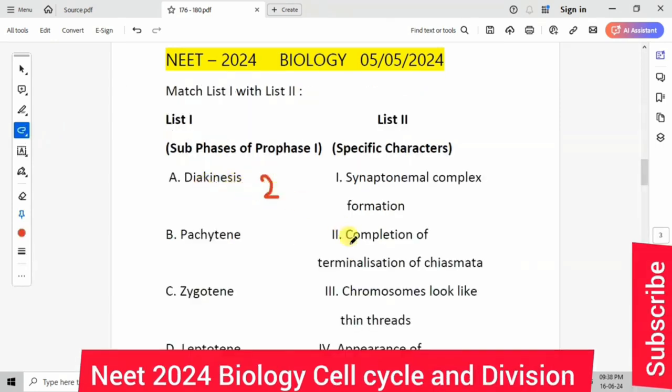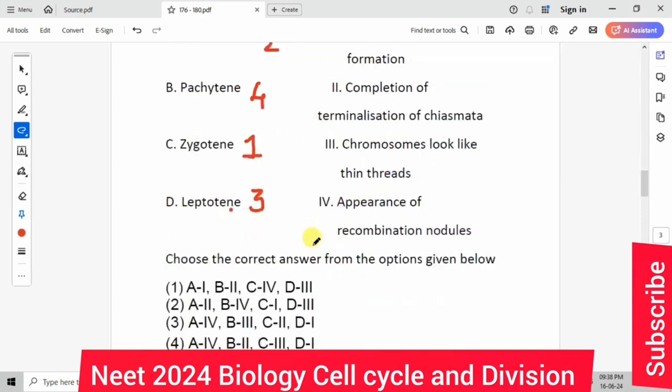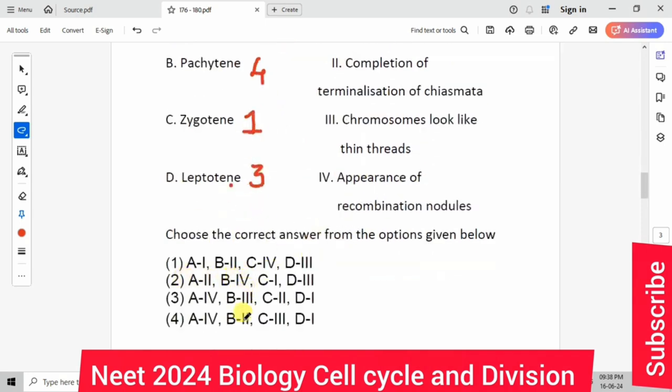Match the following. Diakinesis is 2, completion of terminalization of chiasmata. Next, pachytene. It is 4, appearance of recombination nodules. Next, zygotene. It is 1, synaptonemal complex formation happens in zygotene. Next, leptotene. It is 3, chromosomes look like thin threads. So finally, the answer is 2413. It is option 3.